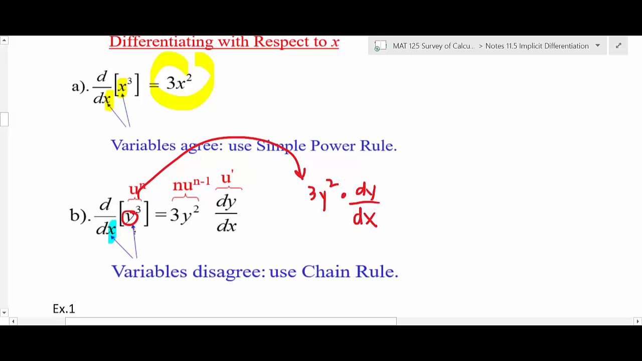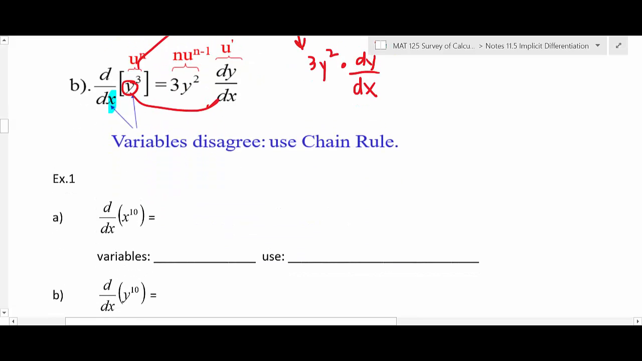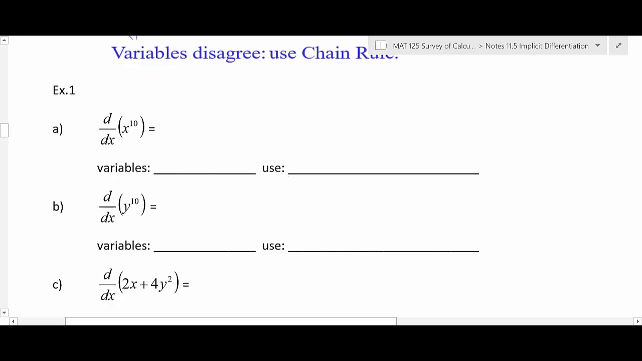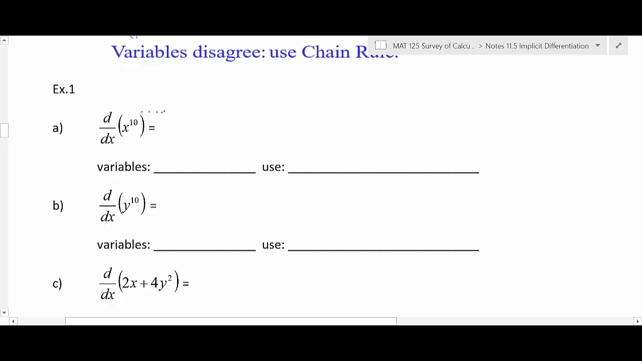So if those variables do not agree, you have to add that in. You'll see a little more why we're doing this once I get through the full process of implicit differentiation. So if they don't match, then add in that dy over dx. For now, let's get comfortable with doing that before we talk more about why.